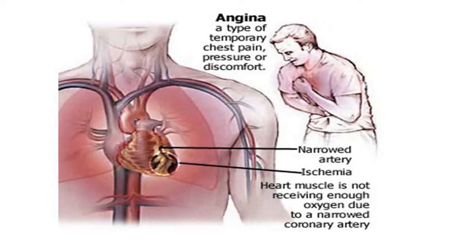Next is angina. Angina is a type of temporary chest pain or pressure or discomfort in the chest. This is due to a narrow coronary artery and ischemia. Ischemia is that due to a plaque formation in the coronary artery, the blood flow to a particular part of the heart tissue becomes insufficient, resulting in a deficient oxygen supply to that part of the heart, so it may result in a heart attack. Angina is a signal that a heart attack could occur in future.